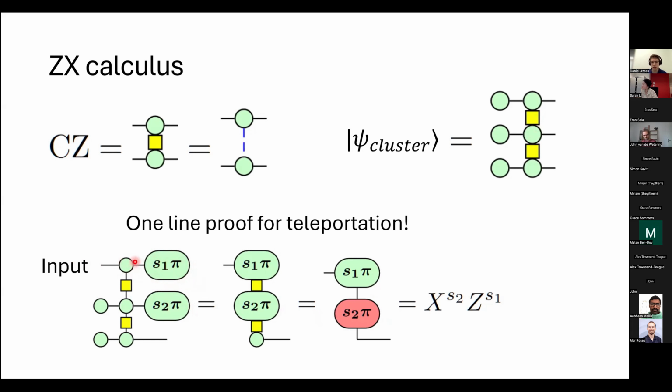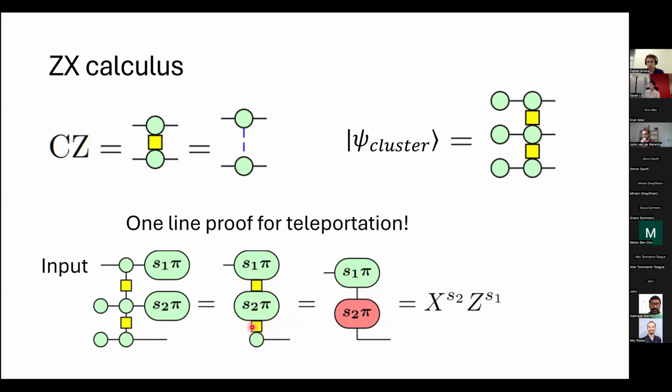teleportation. So let's see. I now take this green spider and I connect it. So I get here S1 pi. I do the same for the second line. I get S2 pi. And for the last line, you just have this green spider. Now, a green spider with input and output, you can work out this is identity. And I think this may be an additional rule, okay? But I'm not sure if you need it as a rule. So, okay, but trust me, this is what it is.